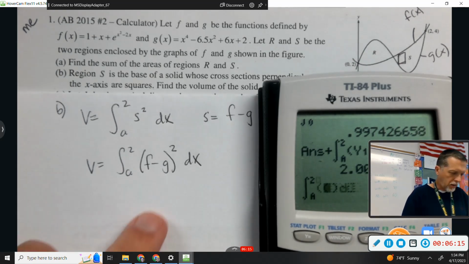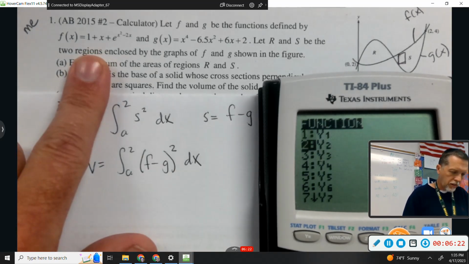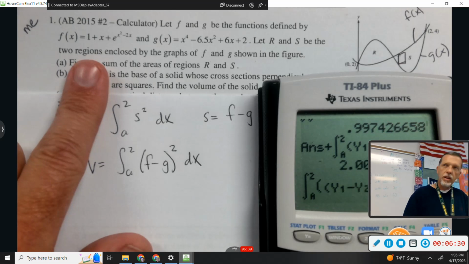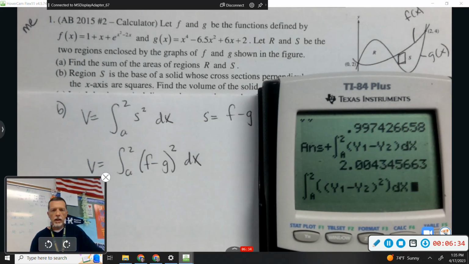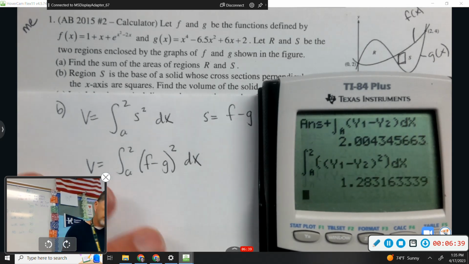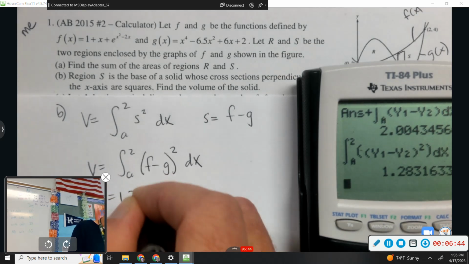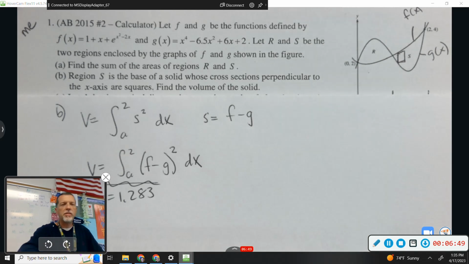So from A to 2, parentheses, y1 minus y2, close parentheses squared, dx. A to 2, y1 minus y2, got the squared in the right spot, dx. 1.283. Oops, not supposed to box things. Old habits.